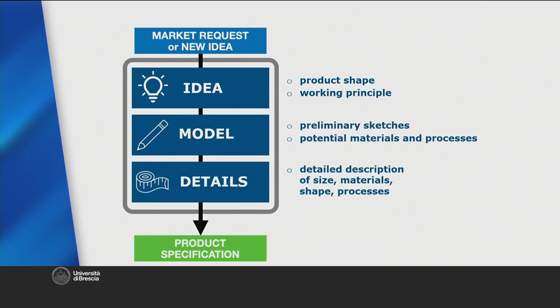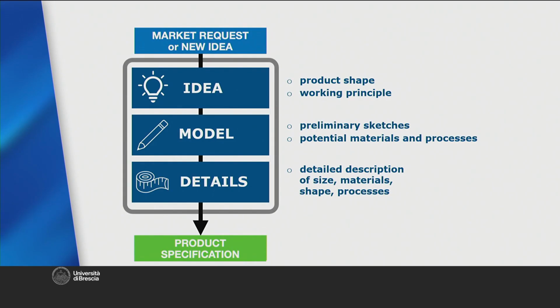The first step is the idea of the product. This is a predominantly conceptual phase where various shapes for the product and different operating principles are considered and evaluated. The most promising ideas are translated into a concrete form in the second phase, which we call the modeling or model phase. Here, preliminary drawings of the product are made, sketching out its shapes and dimensions. Possible materials and manufacturing processes are selected, also taking into account factors such as performance or costs.